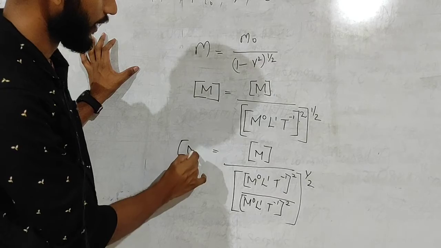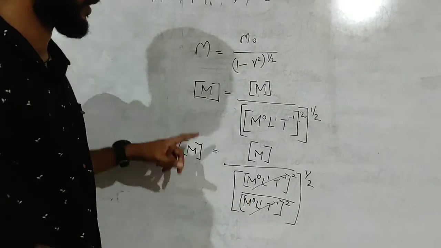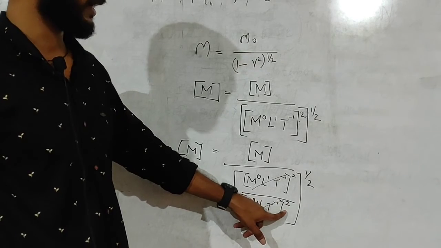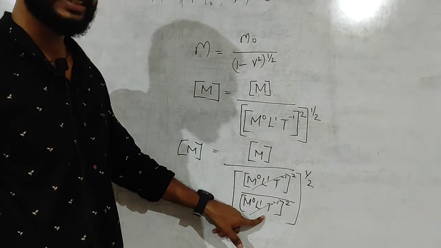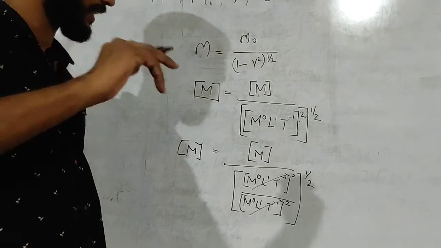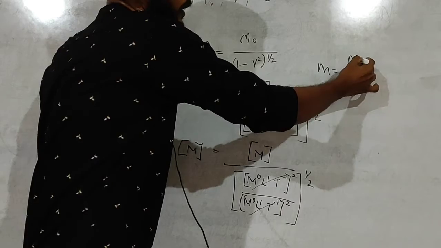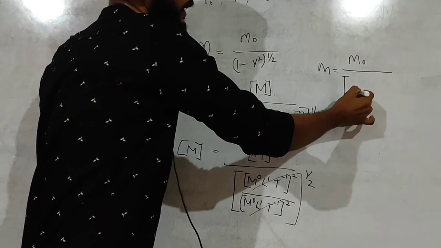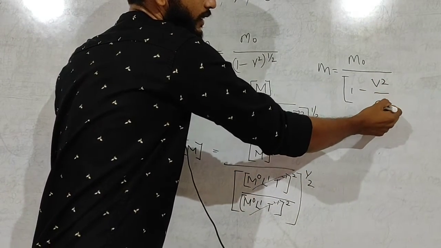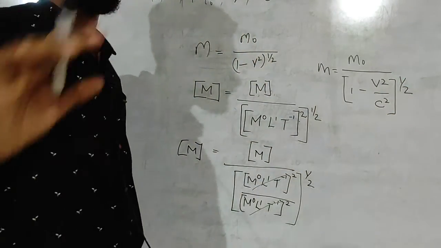On the left hand side M is there, the right hand side should also have M, then the equation will become valid. So this M raised to 0, L raised to 1, T raised to minus 1, all square, is the dimension of the value c. If you introduce c in such a way, m is equal to m0 divided by 1 minus v square divided by c square, all raised to 1 by 2, then this equation will become valid.